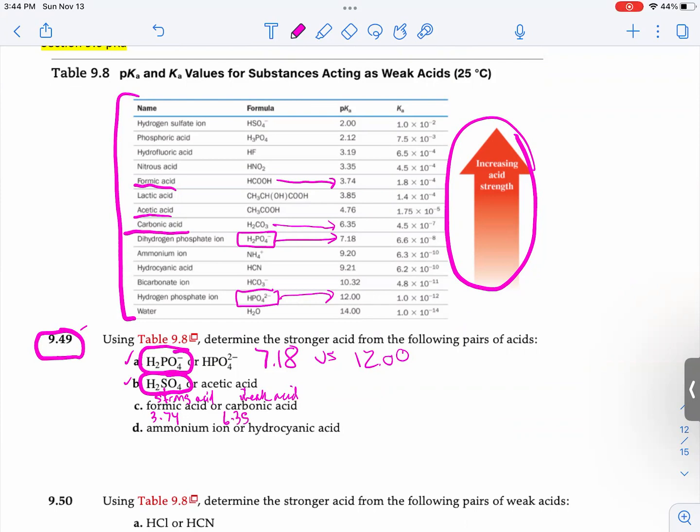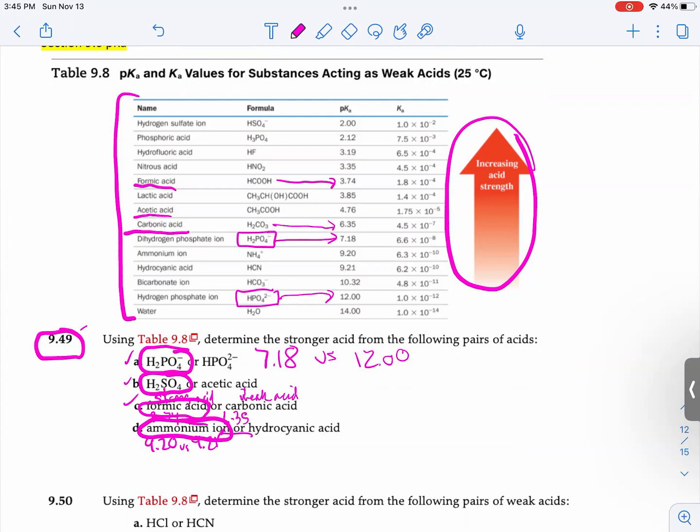So formic acid. All right. Ammonium ion versus hydrocyanic acid. Right. So ammonium ion is going to be, where is that at? That is 9.20. And hydrocyanic acid, 9.21. So which one is going to be closer to 1? Your ammonium ion. So that's your answer.